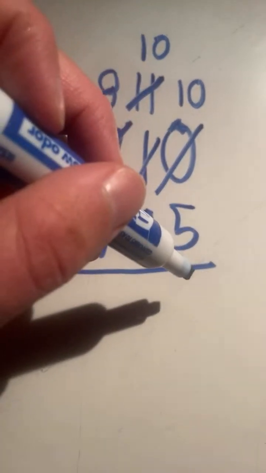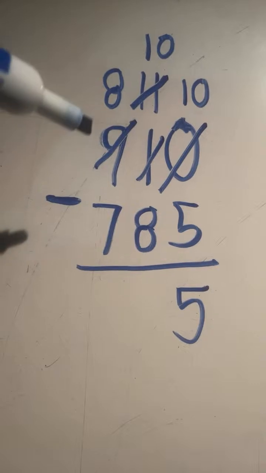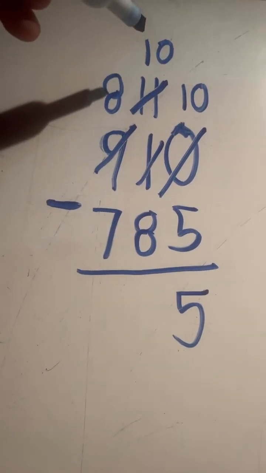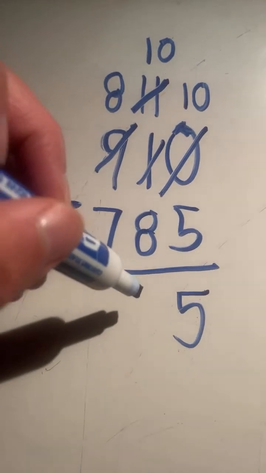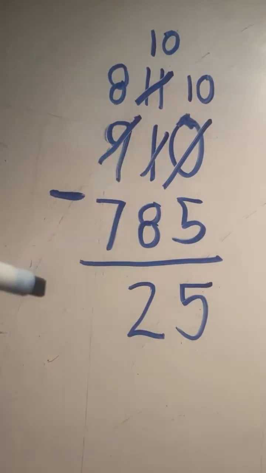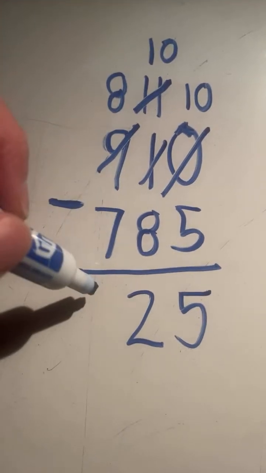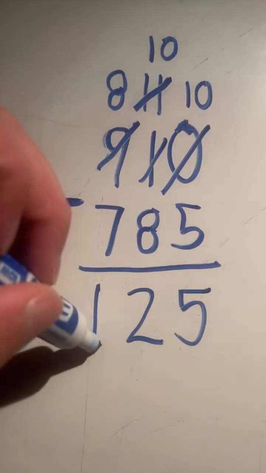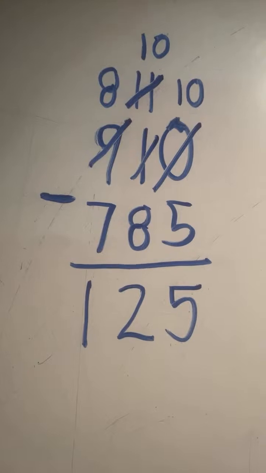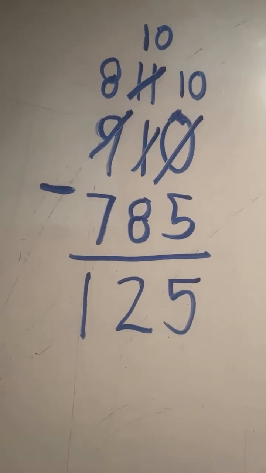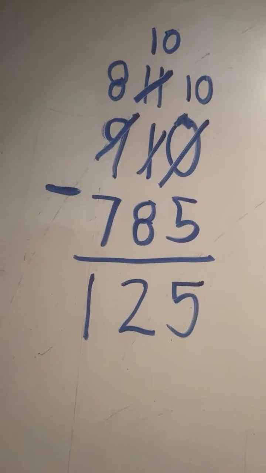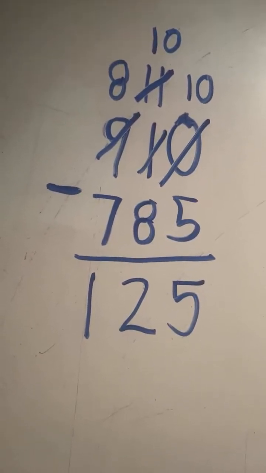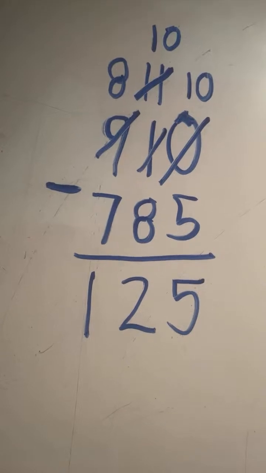10 minus 5 equals 5. 10 minus 8 equals 2. 8 minus 7 equals 1. And we have our final answer: 910 minus 785 equals 125.